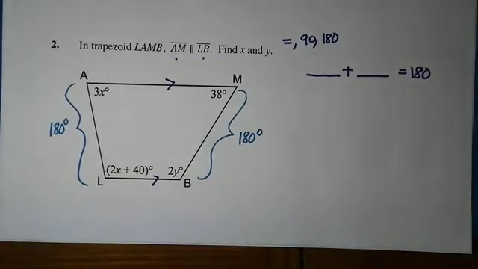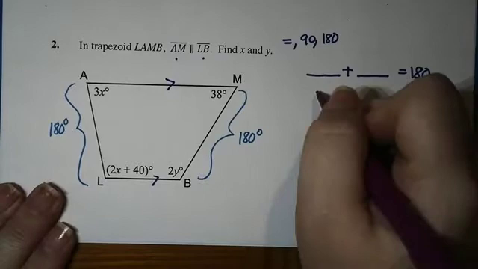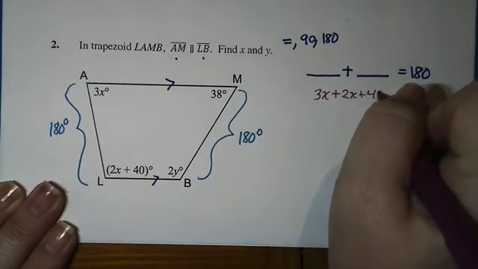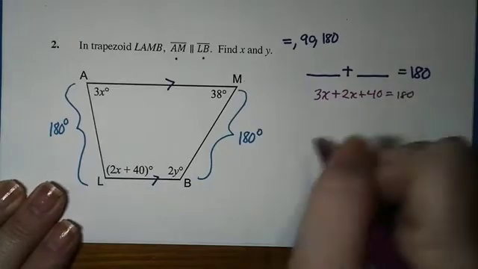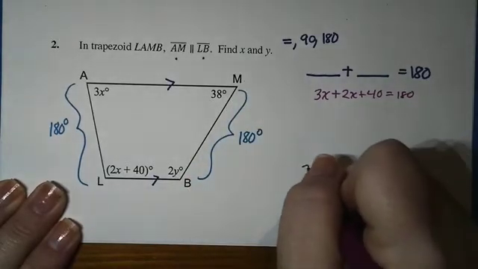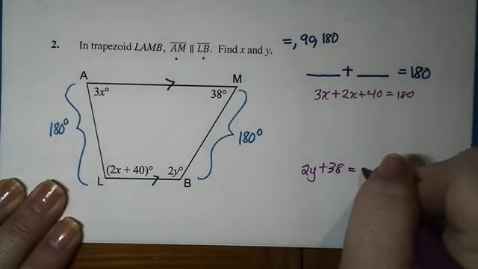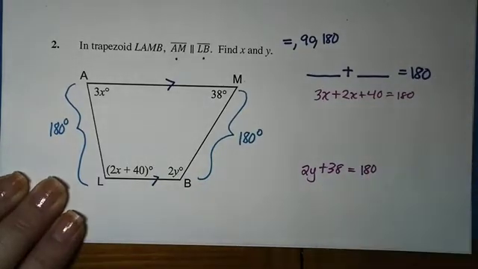Your x's, 3x plus 2x plus 40, that's going to add up to 180. And your y values, 2y plus 38, together those also add up to 180.